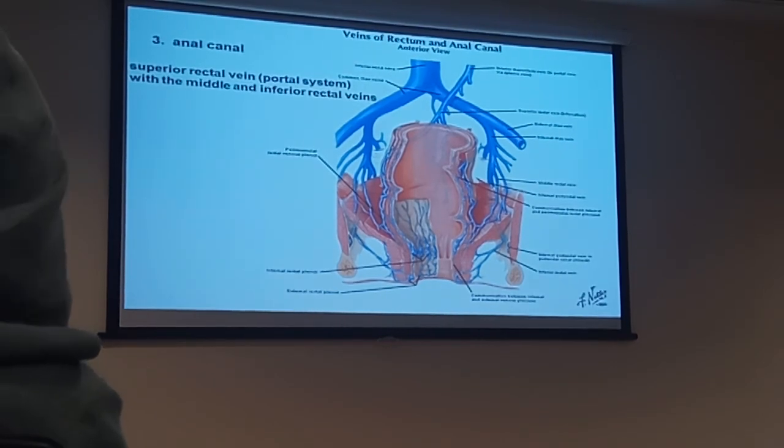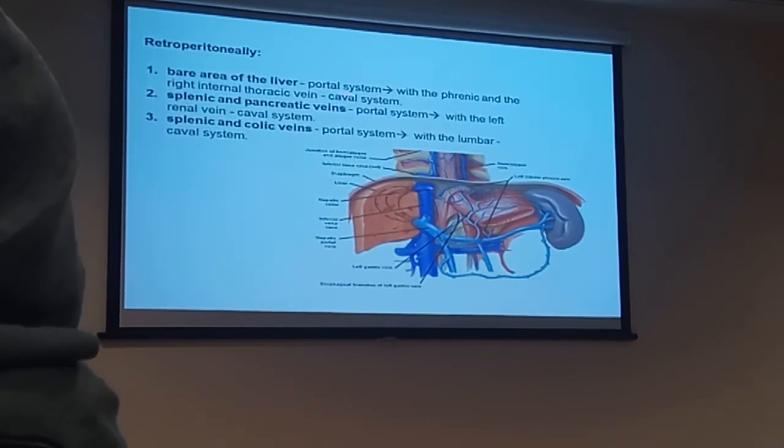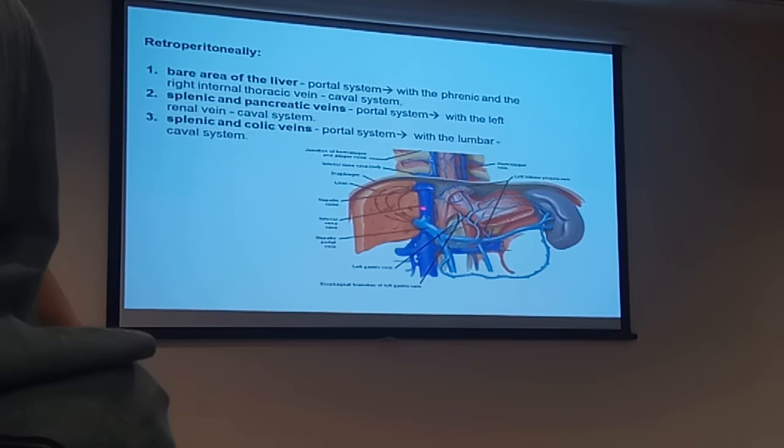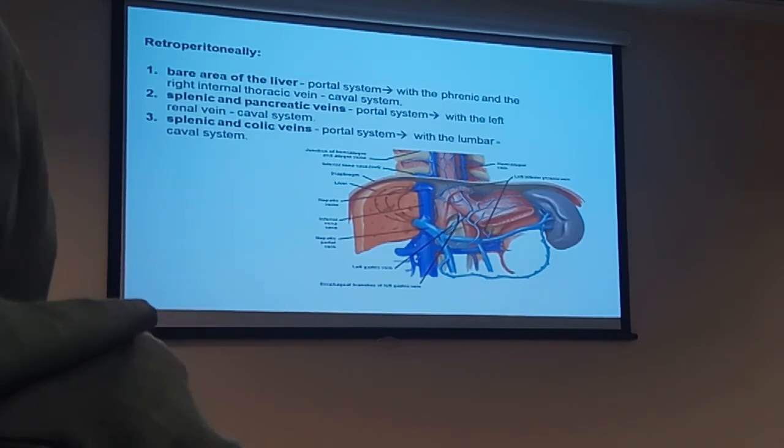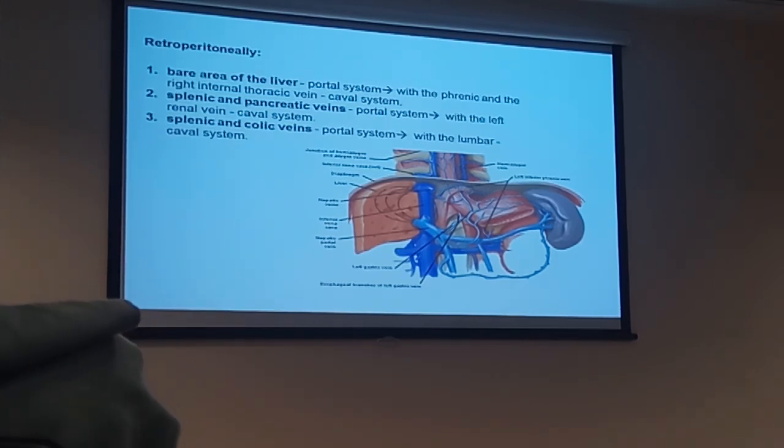And the fourth, of course, is retroperitoneal. We have the bare area of the liver. It drains into the portal circulation, but it also drains into the phrenic and internal thoracic veins in the chest. Also, the splenic and pancreatic veins drain into the portal, of course, and they also communicate with the left renal vein. Splenic and colic veins communicate with the lumbar veins. These are the sites of portosystemic anastomosis. Okay, so make sure you memorize them.